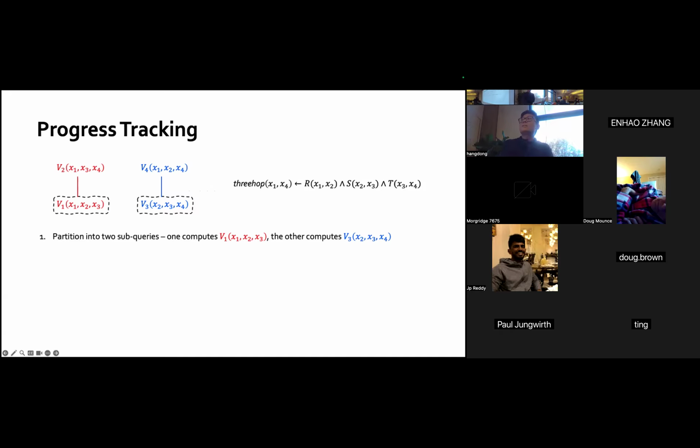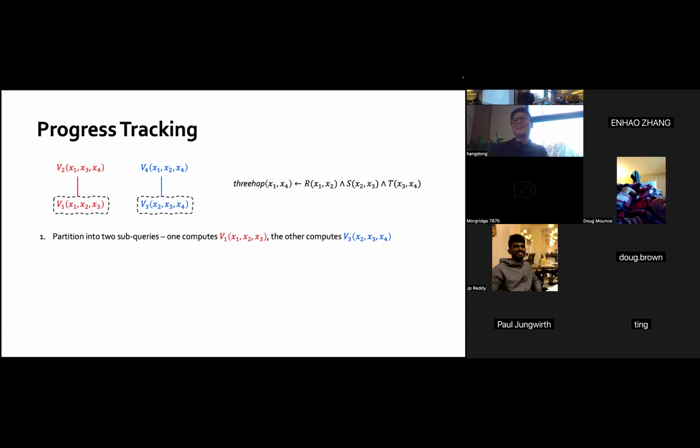When I ask for this join, you don't know whether you want to join RS first or ST first. So let's do the following exercise. Let's try to partition the data so that the query becomes 2 fragments. For one fragment, you computed V1, and for the other fragment, you computed V3. So you're making progress on both subproblems. It's just that one subproblem makes progress here, the other makes progress here. That's the first step. I haven't told you how to partition it, but imagine there's some magical way to partition the data so that some parts go to V1, some parts go to V3.